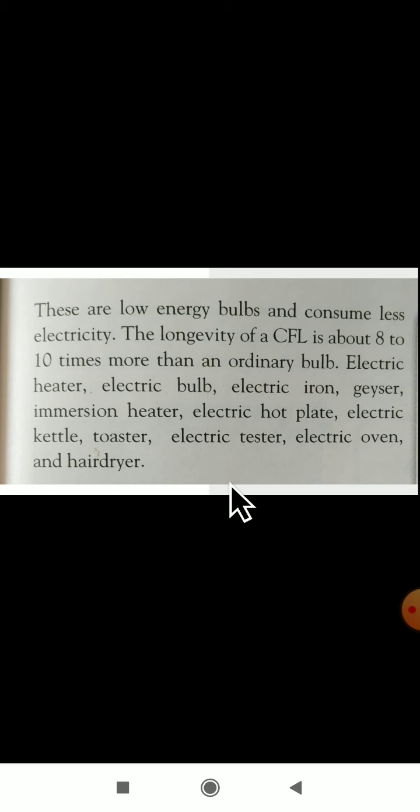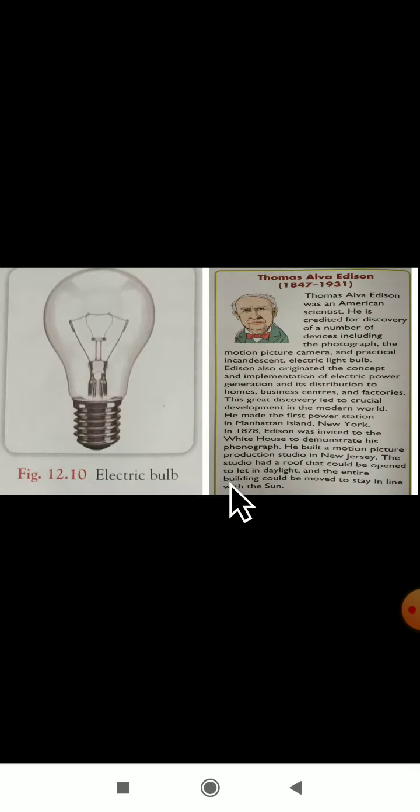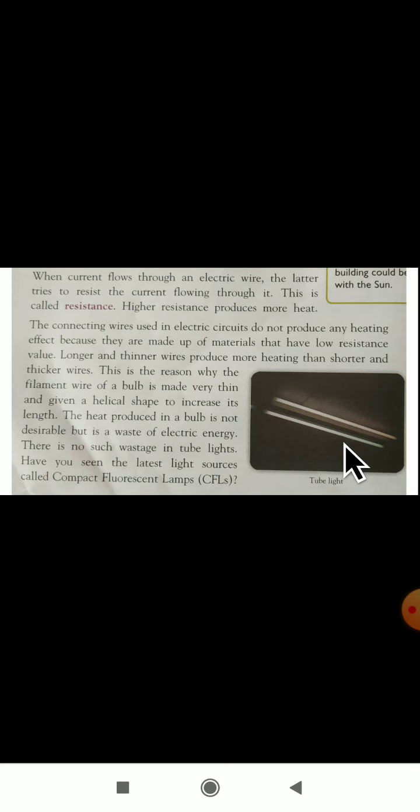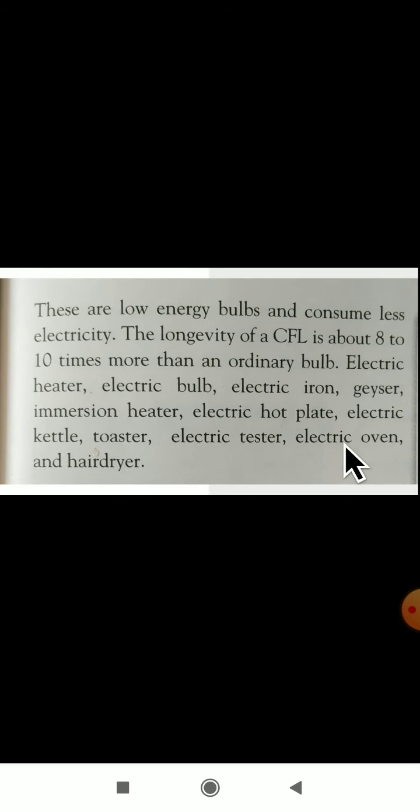These are the low energy bulbs and consume less electricity. These are nothing but tube lights. Okay, these are such they have shown here. These tube lights are low energy bulbs. Normal bulbs have high energy, but if you see the CFL tube lights, they are low energy bulbs, and they consume less electricity.